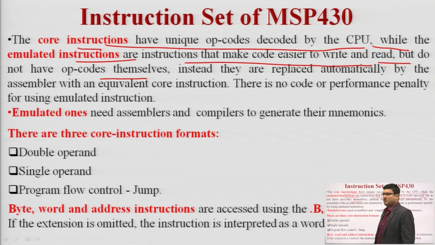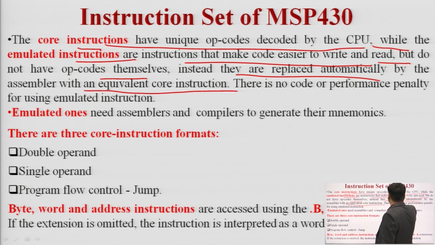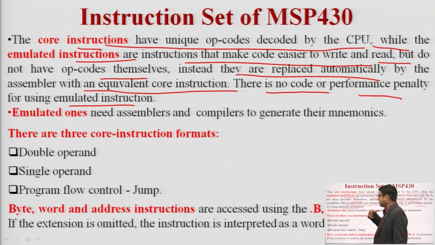Emulative instructions do not have an opcode. We will see the difference between opcode and operand for a detailed explanation. Instead, they are replaced automatically by the assembler with an equivalent core instruction. So, there is no code or performance penalty for using emulative instructions.